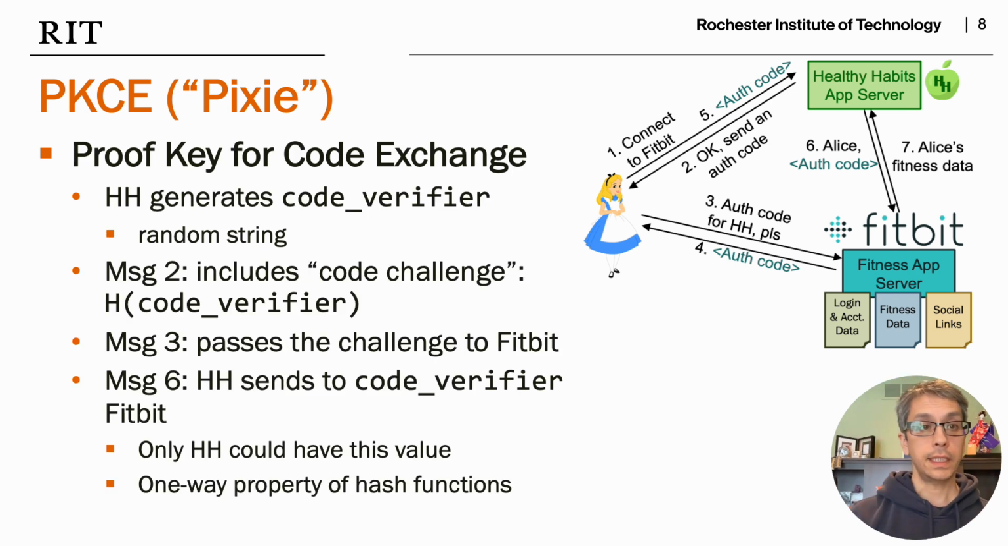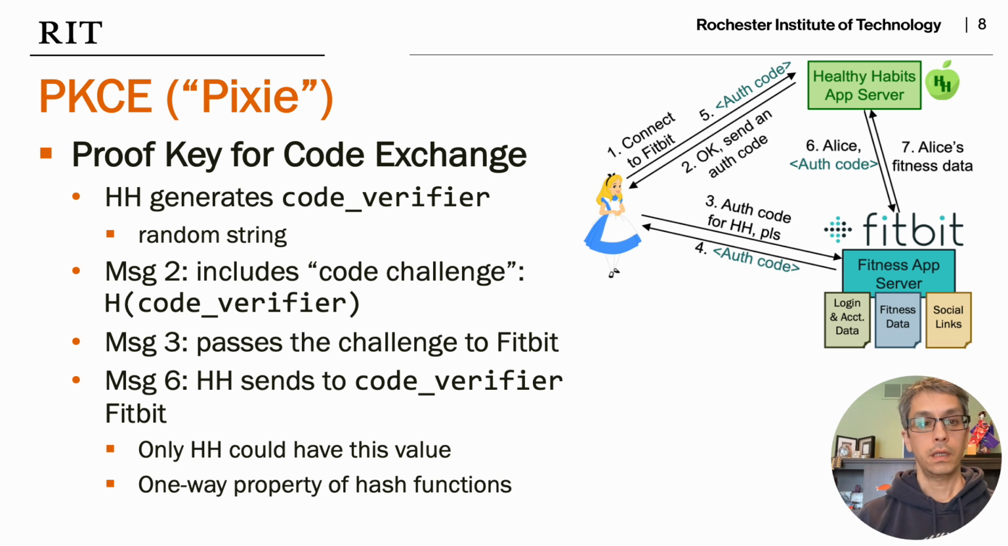So what we can do is this thing called PKCE, Proof Key for Code Exchange, and the way it works is this. We've got the Healthy Habits app server generating a code verifier. That's a random string. It actually doesn't send the code verifier in message 2; it sends a hash of the code verifier, and we call that the code challenge. In message 3, that code challenge is passed along to Fitbit, the server. So now Fitbit has a copy of the code challenge and can save that.